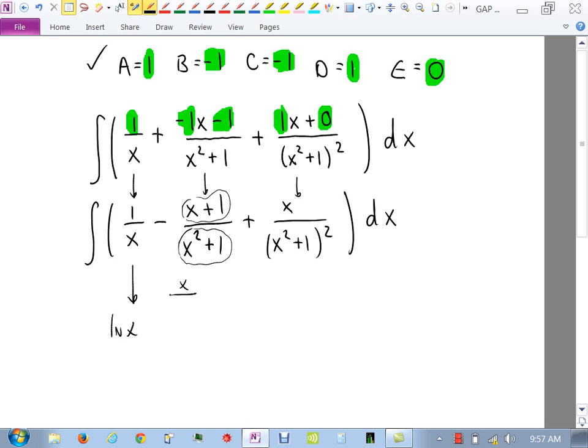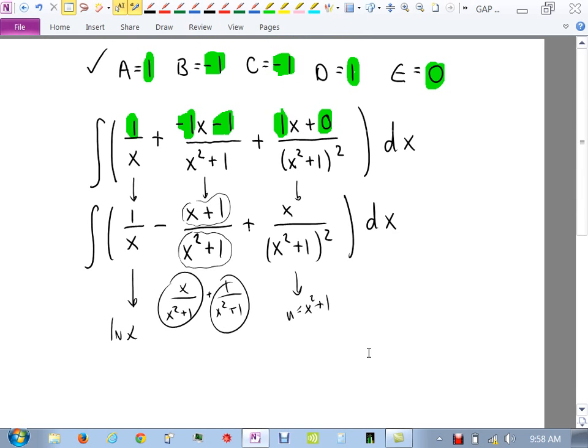So I suggested split this into 2. This first one is a basic U substitution. The second one is a formula for arctan. For this one, basic substitution, U is x squared plus 1. It should work out. All right. Hope that makes sense.